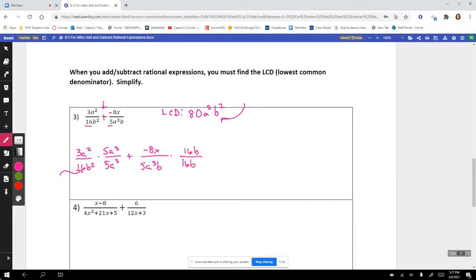Okay, so now I can simplify. So 3 times 5 gives me 15. I have 15a to the fifth over, and again, that's going to give me 80, a to the third, b to the second. And then I have 8 times 16, which is going to be negative 128, and that gives me bx all over 80, a to the third, b to the second. I combine my numerators, and I'm left with 15a to the fifth minus 128bx, all over 80, a to the third, b to the second.